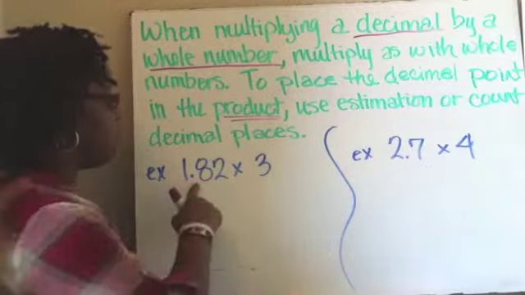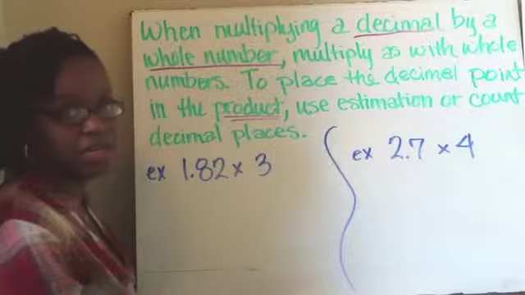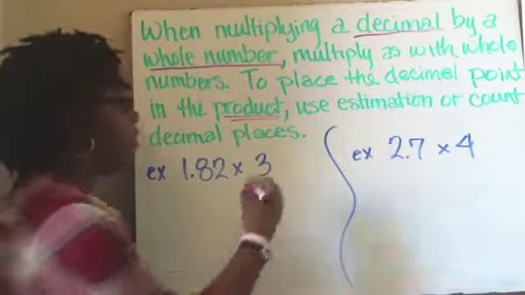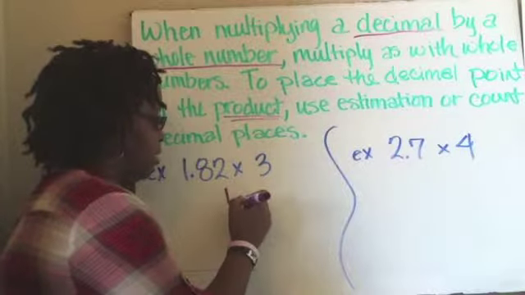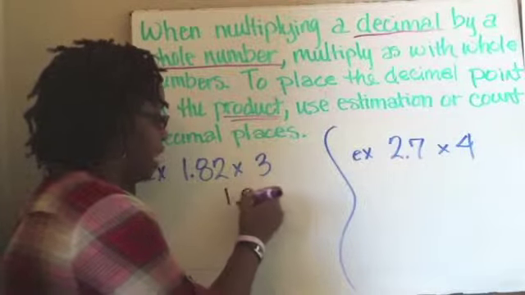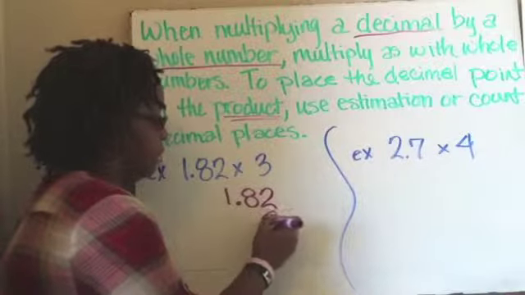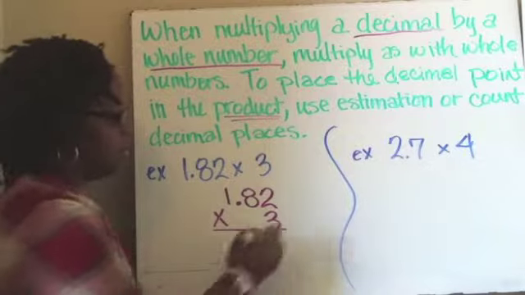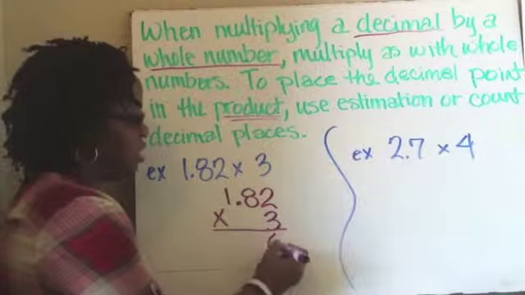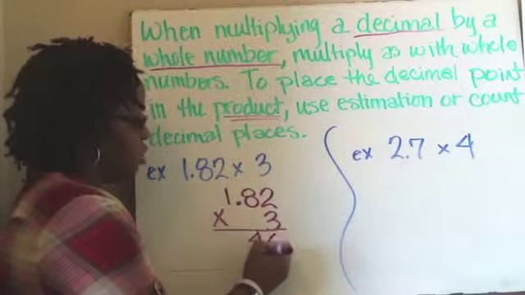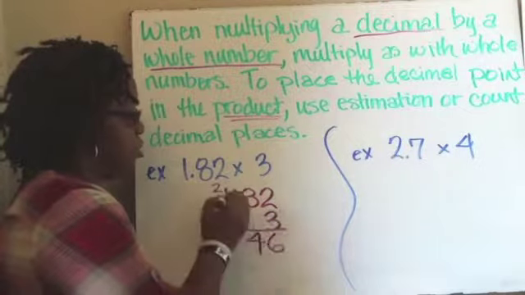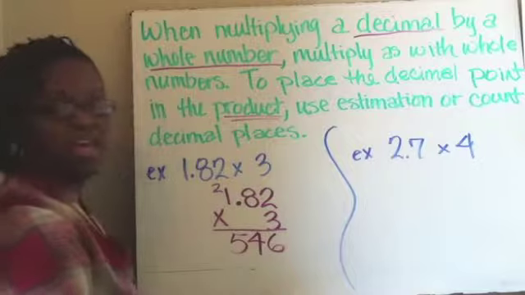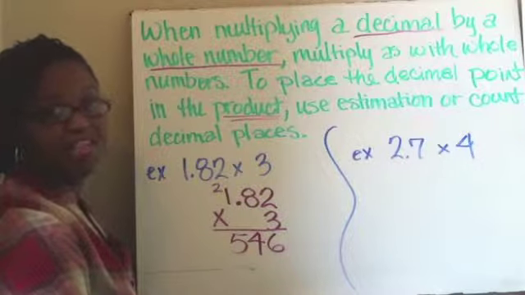So our first example is 1 82/100 times 3. Now remember, with adding and subtracting decimals, you have to line them up. With multiplying, you do not, okay? Because you can multiply just as you normally would. So I'm going to go ahead and do a multiplication. 3 times 2 is 6. 3 times 8 is 24. Carry my 2. 3 times 1 is 3. Plus 2 is 5. Okay? And so all I need to do is figure out where my decimal goes.